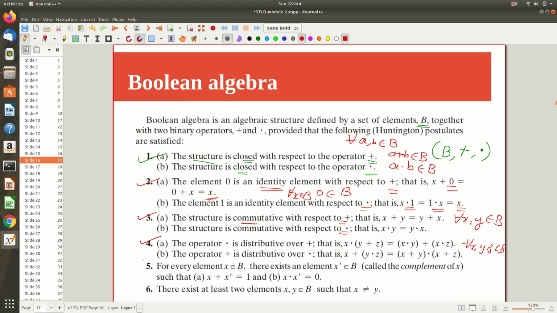Now there is something new which you can't find in ordinary algebra, that is the existence of something called a complement. In ordinary algebra you might see something like an inverse, but inverse and complement are two different concepts. Complement is something that we are newly introducing, especially for Boolean algebra. And you can see what a complement is. Any element x taken from this set capital B, you can represent the complement element by x dash.